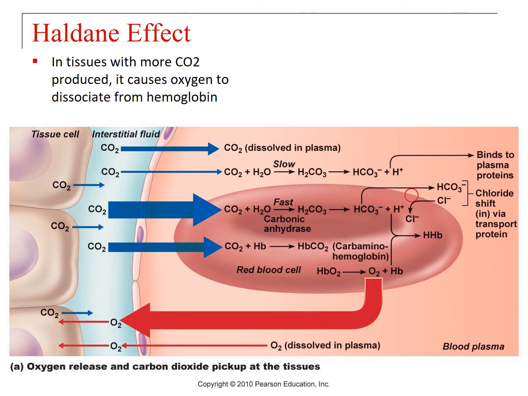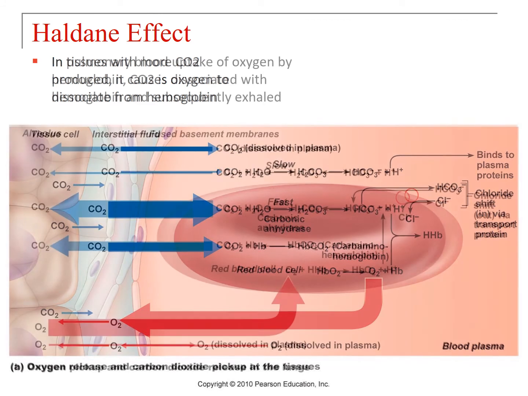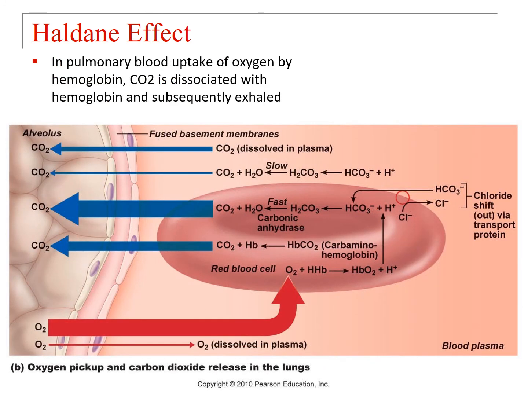Now, if you've got tissues that produce more CO2, this will tend to cause oxygen to dissociate from hemoglobin. So you see the big red arrow moving down. At this point, oxygen dissociates from hemoglobin, gets unloaded, and moves into the systemic tissues. On the other hand, when you're at the lungs and you have a high oxygen content, CO2 gets bumped off of hemoglobin and gets exhaled. But there's more that happens here.